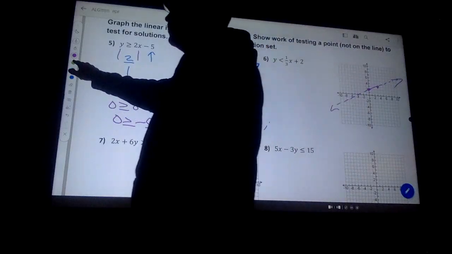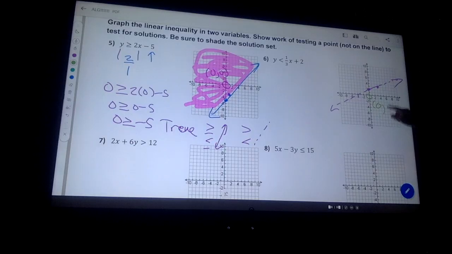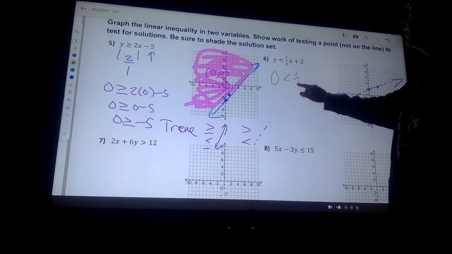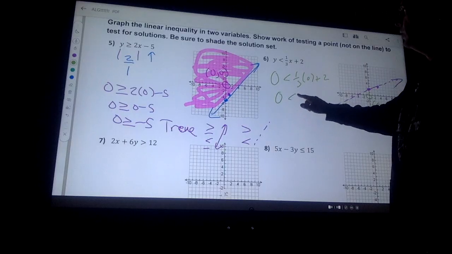Does 0, 0 fall under the line? It's away from it. It doesn't fall right on it, so I like 0, 0 as the point to plug in. So 0 is less than 1/3 times 0 plus 2. 1/3 times 0 is 0. 0 plus 2 is 2.